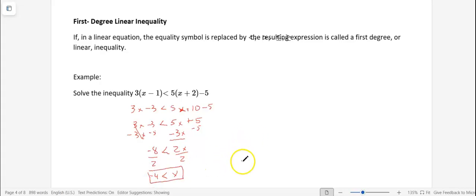If we were to put that in interval notation, since it's not equal, I could put negative 4 to infinity. If I were to put that in an inequality, well, I've already got the inequality. If I were to graph it, I would put a parenthesis and an arrow, and this would be negative 4.